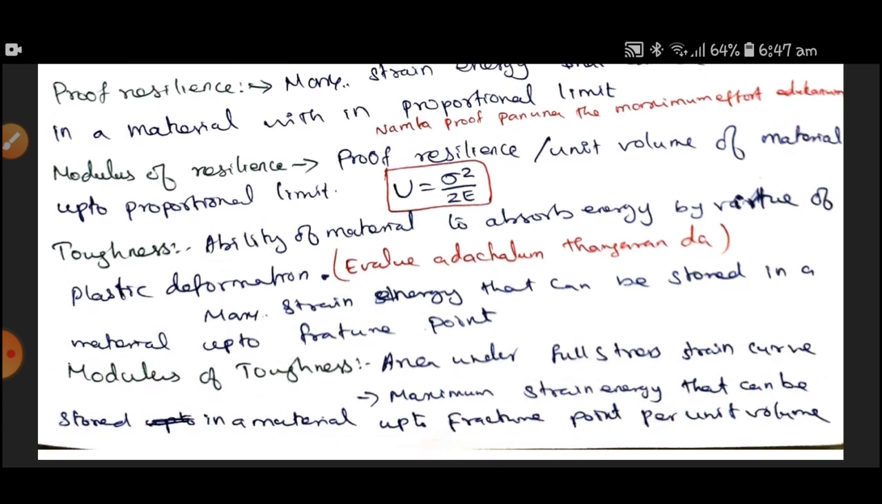Next, modulus of toughness. You can say the area under the full stress strain curve is called the modulus of toughness. That means the maximum strain energy that can be stored in the material up to the fracture point per unit volume. So that is called modulus of toughness.